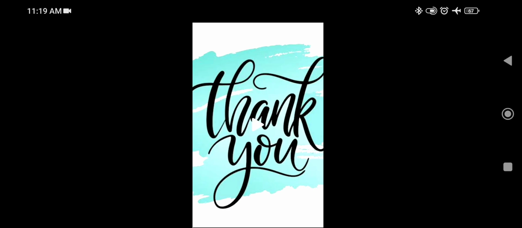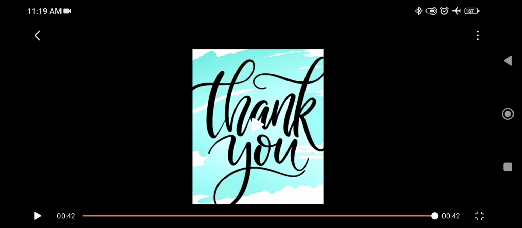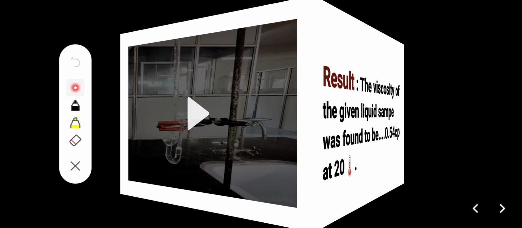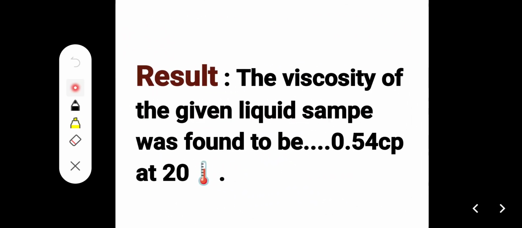So I hope you understand this practical. And last, the viscosity result is written: the viscosity of the given liquid sample was found to be 0.54 centipoise at 20 degrees Celsius.